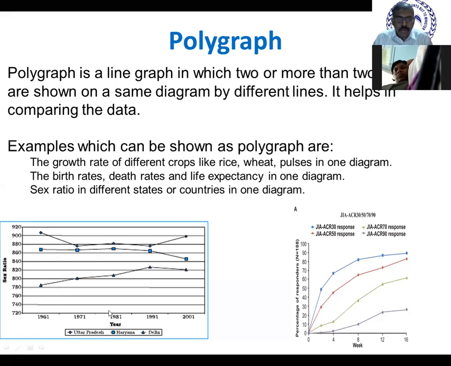So they have shown in 3 states the relationship between how the sex ratio differs in various years. So here is another single graph. This is from one study.